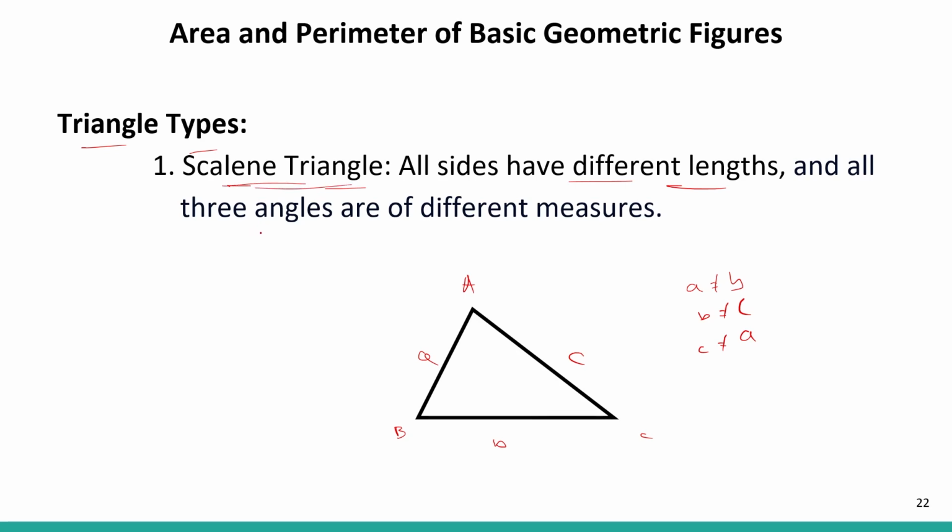They possess that all the three angles are actually different. This is alpha, this is beta, and this is gamma. But it will result in alpha is not equal to beta, beta is not equal to gamma, and gamma is not equal to alpha.